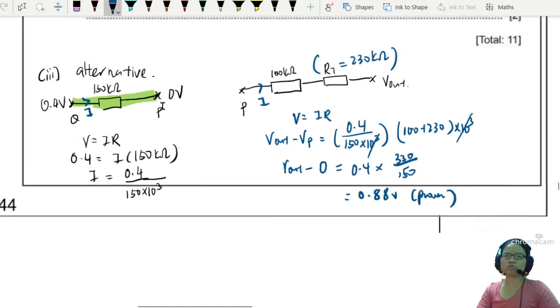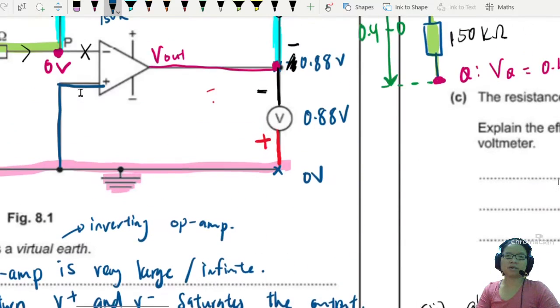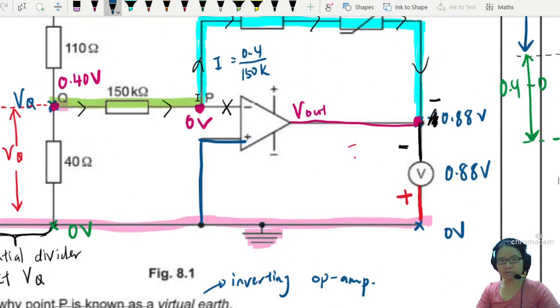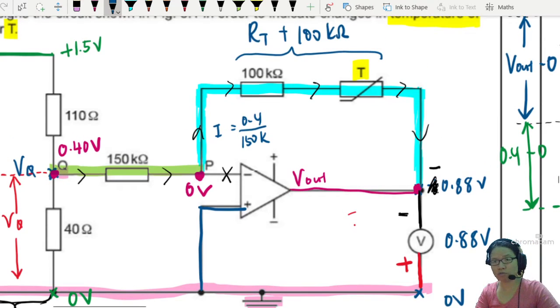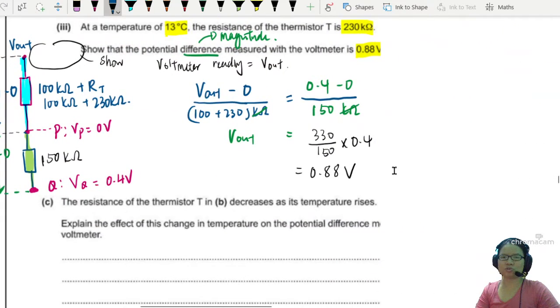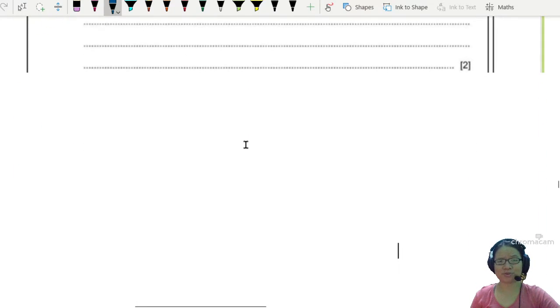So you could use this alternative method. You use V equal to IR on the green part to find the current. Because current cannot enter the op-amp, all the current will flow through this blue part. Then you can use V equal to IR for this blue part, from here to here, to find the value of your V out, because this side is 0. Or you could just use a simple straightforward ratio like this. That way you don't have to find I, because it came from the same equation if you remember the derivation. So that's it for this part.